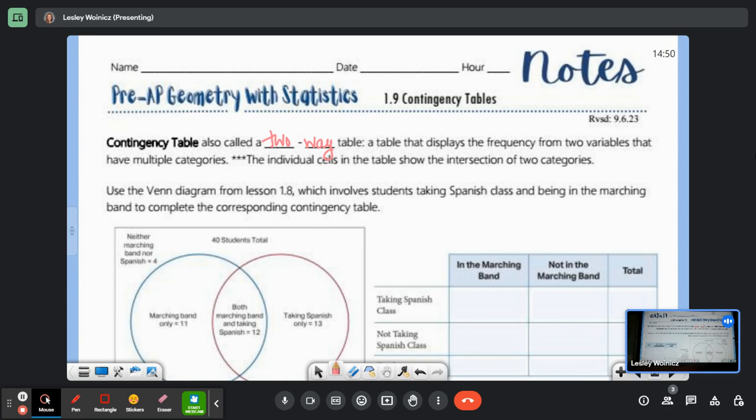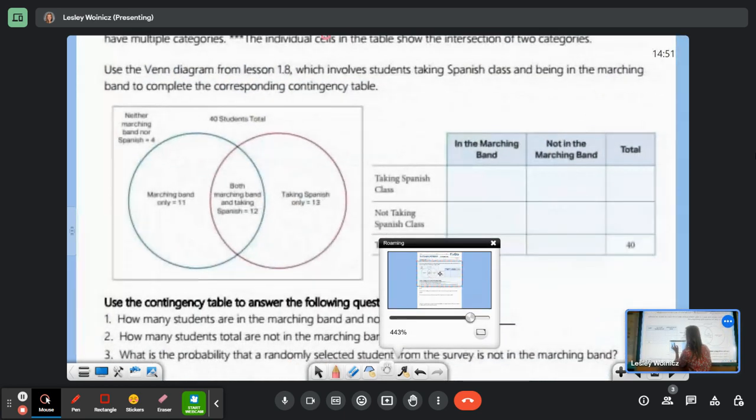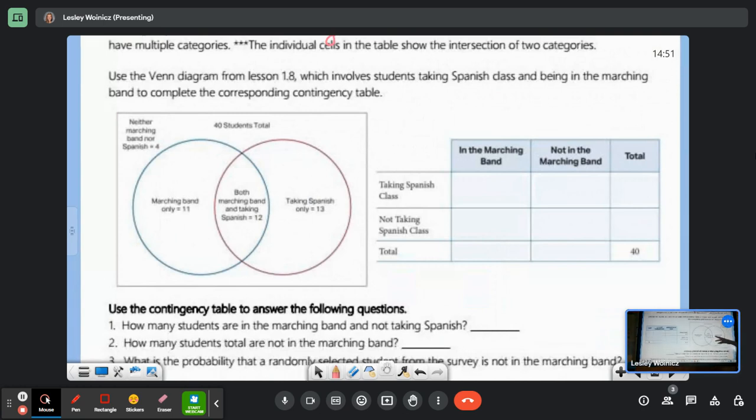So we have our Venn diagram here from yesterday's lesson, which involves students taking Spanish class and also marching band. So we're just going to fill in this table. How many were taking Spanish and in marching band? 12. So we put a 12 in here. Don't put it in the middle because we're going to label it in a second. What about how many are taking Spanish but are not in marching band? 13. How many total taking Spanish? 25. Good.